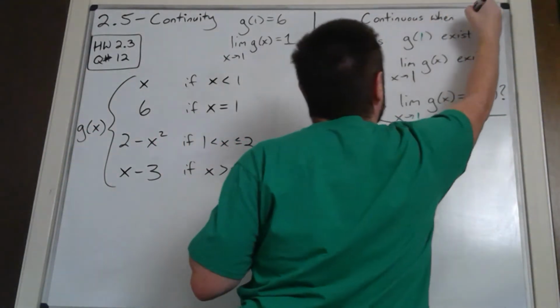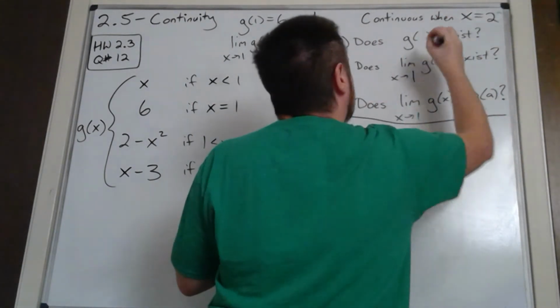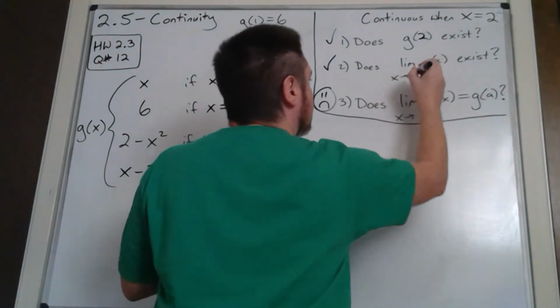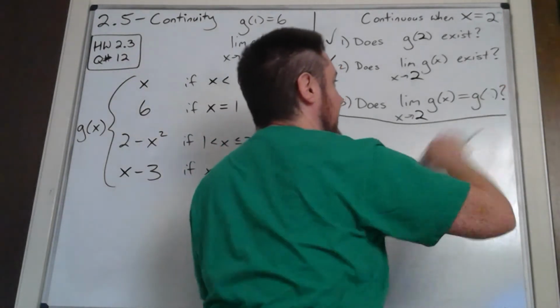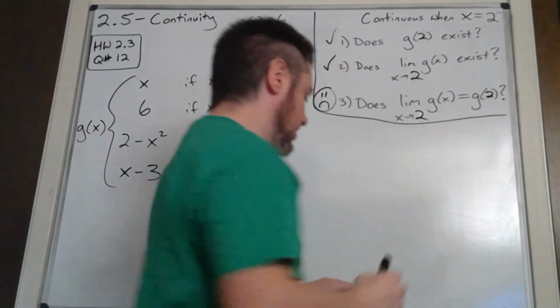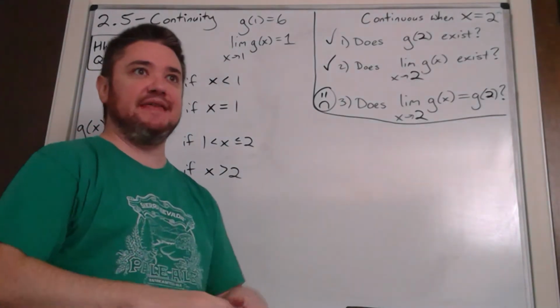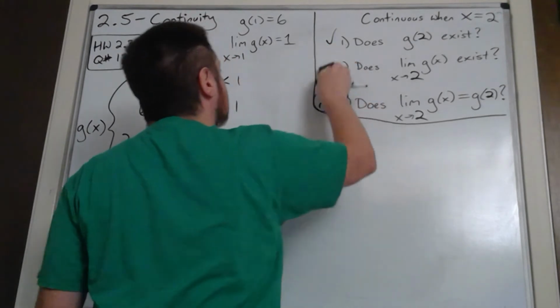So let's change this question. Is this continuous when x equals 2? All right, so change all the 1s to 2s. G of A, we're letting A be 2, essentially. We say x is 2, A is 2. X is sort of the variable, A is then the particular x value, so there we go. Let me erase these things.